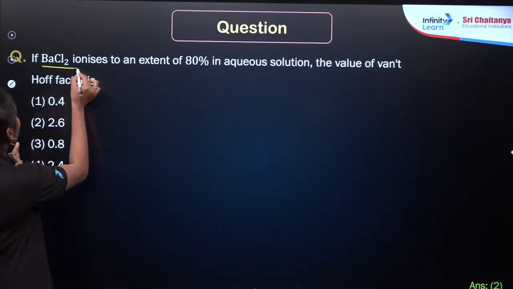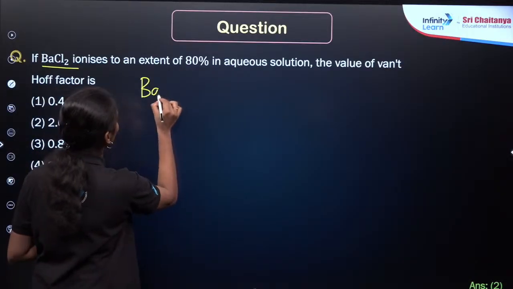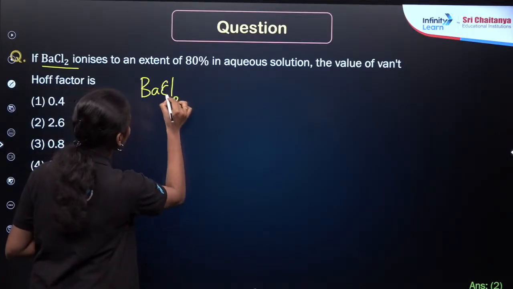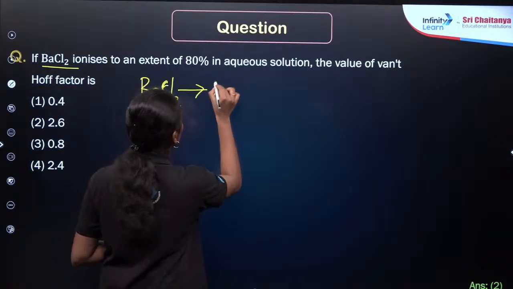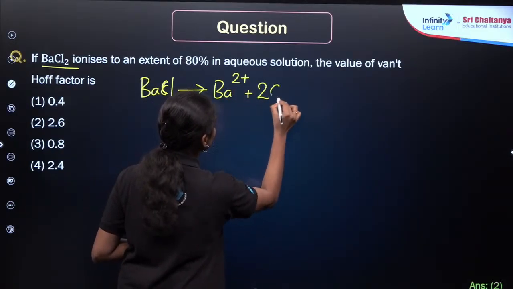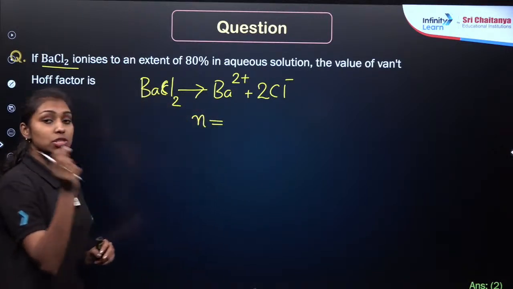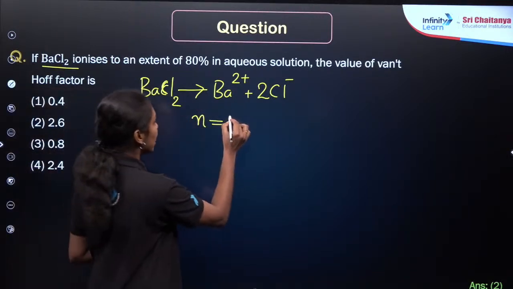Okay, this is an electrolyte, right? Electrolyte gets ionized here. So we can say that BaCl2, when it is dissolved in water, will be dissociated into Ba2+ and 2Cl-, right? So the number of ions forming is 1 Ba2+ and 2Cl-. That N is equal to 3 here.